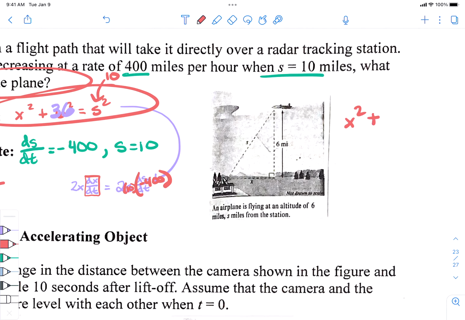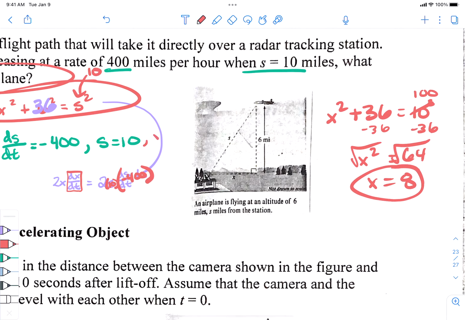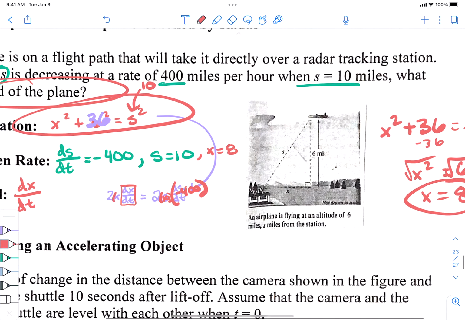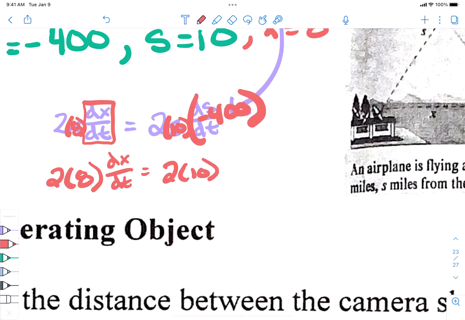So x squared plus 36, because this is before we take the derivative, not after, equals 10 squared, which is 100. We subtract the 36, so x squared equals 64, and x is 8. So when s is 10, x is 8. They didn't give us that, but we went searching for it by using their formula again. Now we have all of the pieces we need. So 2 times 8 times dx/dt, my variable I'm solving for, equals 2 times 10 times negative 400.